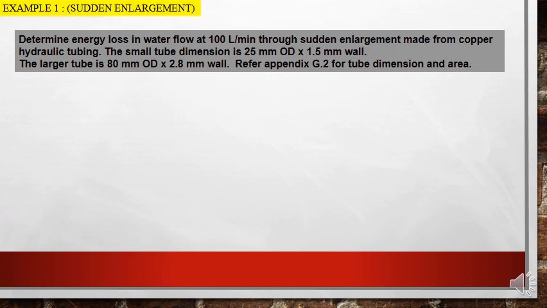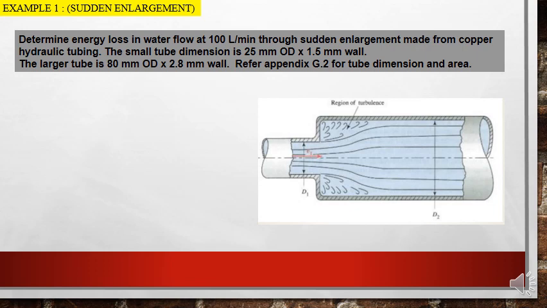Okay, let's try with this example for sudden enlargement. The question says: determine the energy loss in water which flows at 100 liter per minute. This is the flow rate through a sudden enlargement. This is the shape of the sudden enlargement made from copper hydraulic tubing. The small tube dimension is 25 millimeter for outer diameter.